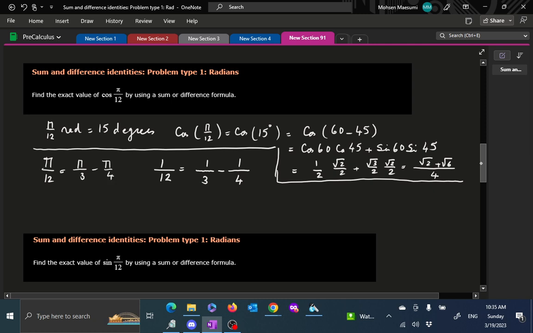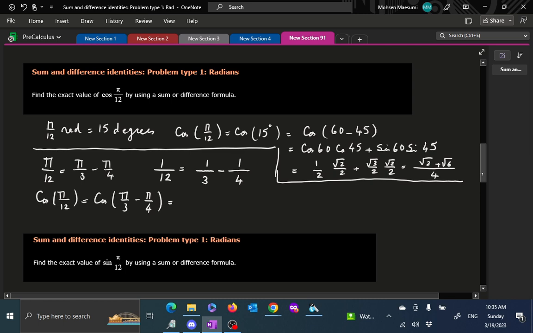pi over 4. So the most difficult part of the problem is dealing with fractions. So if we saw pi over 12, well, let's think about just 1 over 12. Let's take 1 over 12 and write it as difference of two fractions, 1/3 minus 1/4. You obtain this thing by trial and error. Then go back and complete this one. And then you can say cosine of pi over 12 is same as cosine of pi over 3 minus pi over 4.